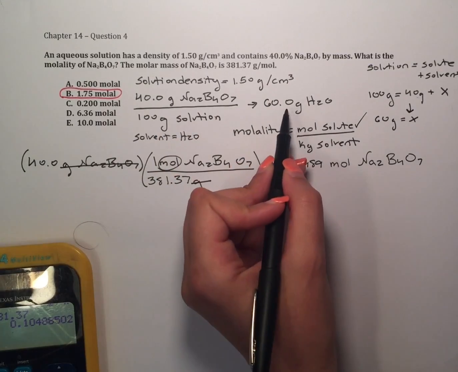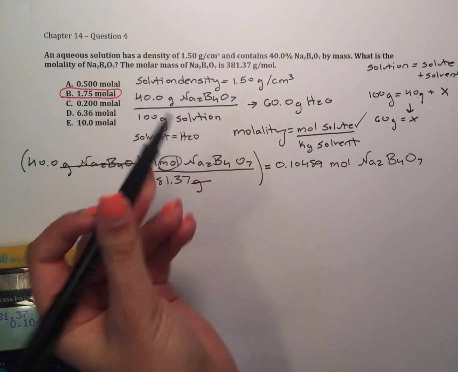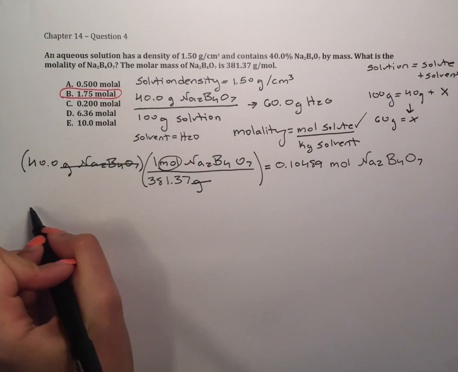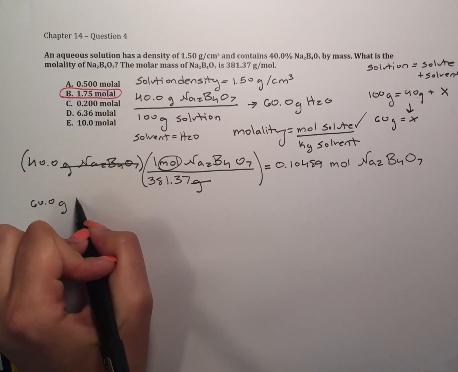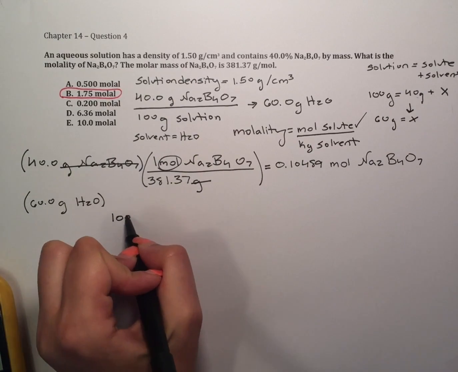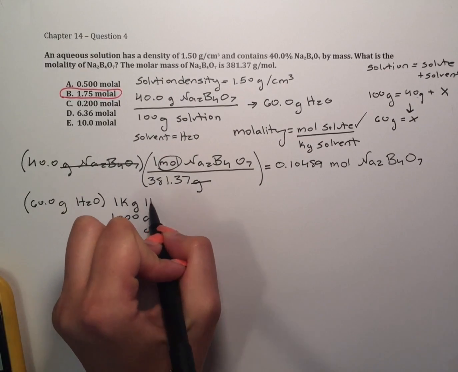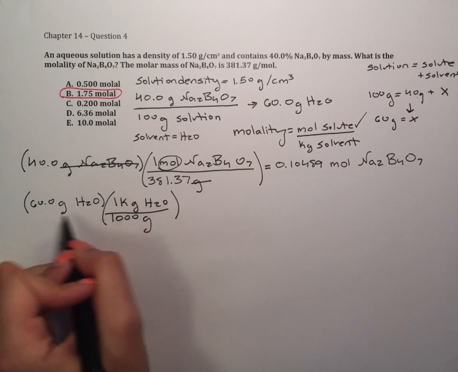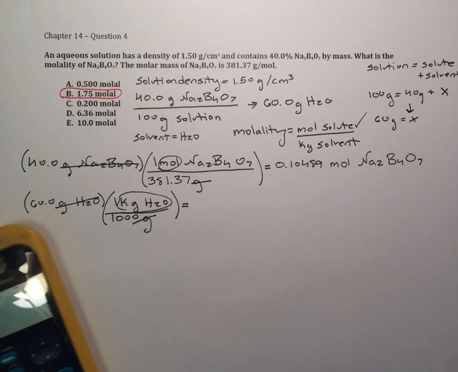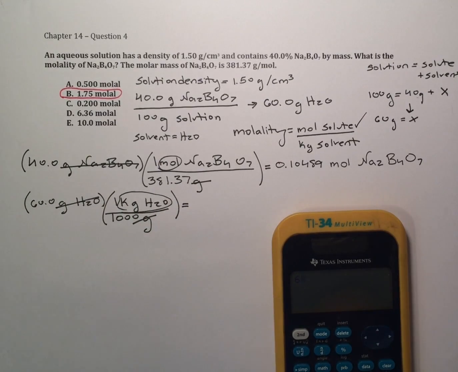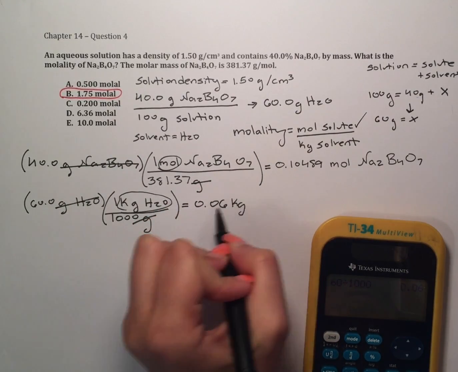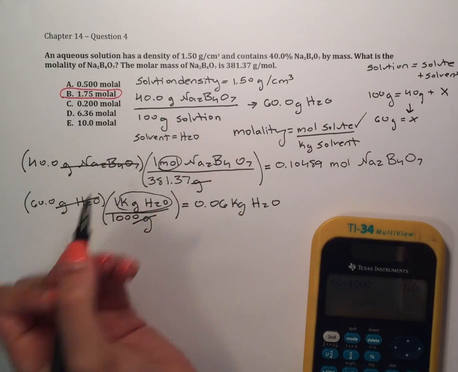Well, we figured out that we have 60 grams of solvent. We did this by looking at our percent by mass, and we knew that our solution was aqueous. So we know that we have 60 grams of water, and all we have to do is get from grams to kilograms. So we have 1,000 grams in 1 kilogram of water. Cancel out the units, and let's solve for kilograms of water. So 60 divided by 1,000 gives us 0.06 kilograms H2O. And now we have kilograms of solvent.